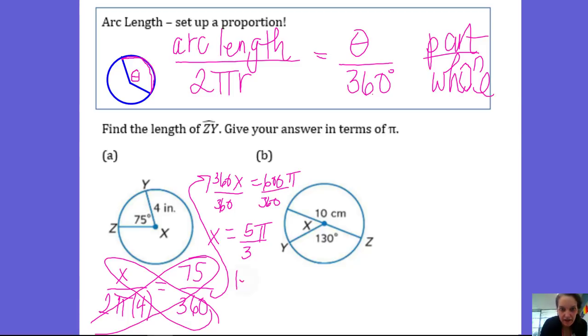So the length of arc ZY, you put that little curvy thing on top to communicate that it's an arc. Like a segment would have a line, an arc has a little curvy. The length of arc ZY is 5 pi over 3, and this is a length. It's like a measure that you could find on a ruler, so it needs units, inches.